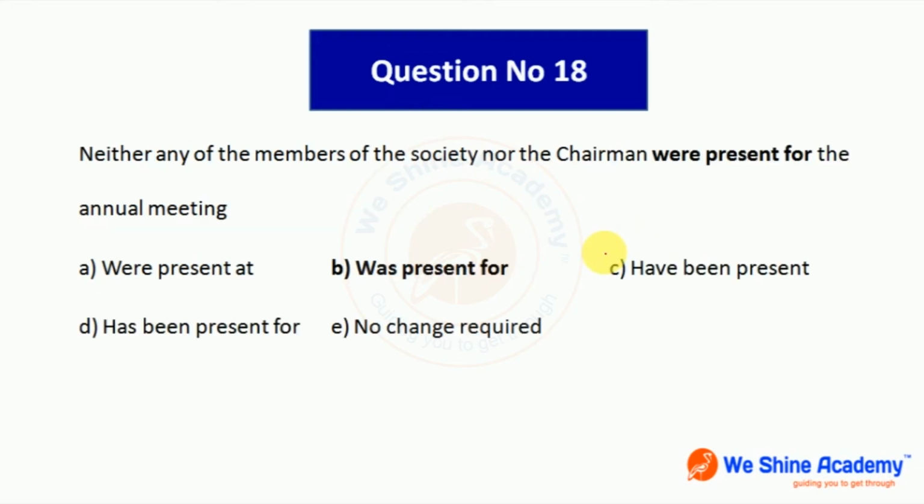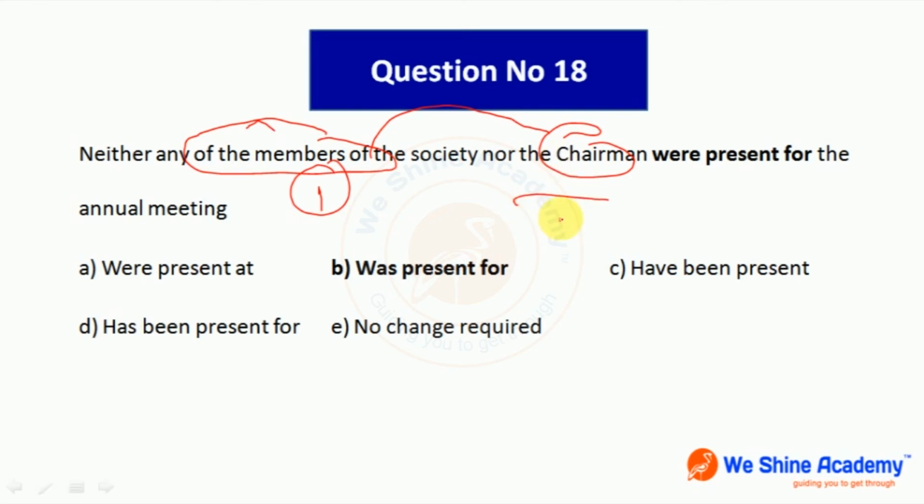Question number 18. Neither any of the chair members of the society nor the chairman were present for the annual meeting. So they have talked about the neither any of the members of the society is the first case, and second case they have talked about the chairman. You know, chairman is a singular form of noun. It should be always carried by a singular verb. So answer is chairman was present for the annual meeting. Option B is the answer.